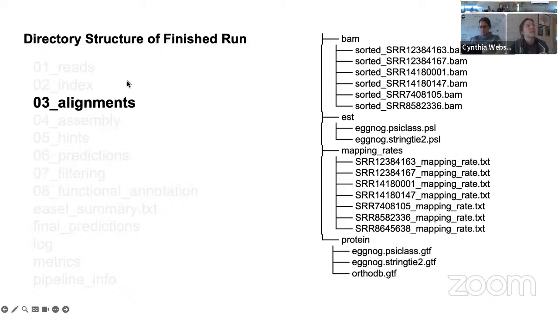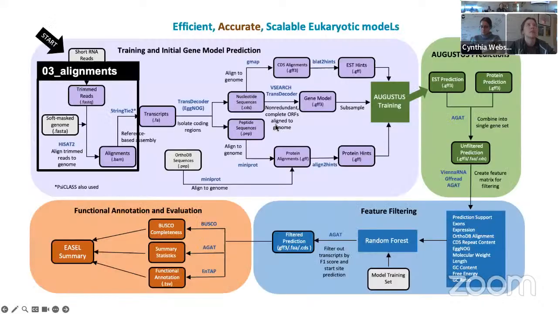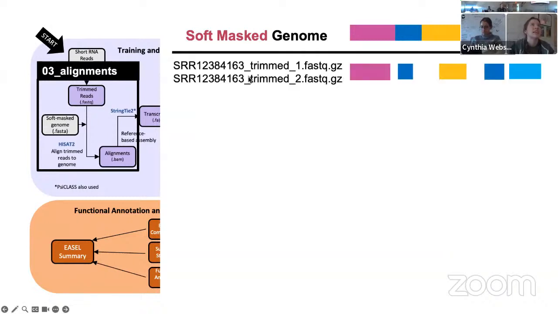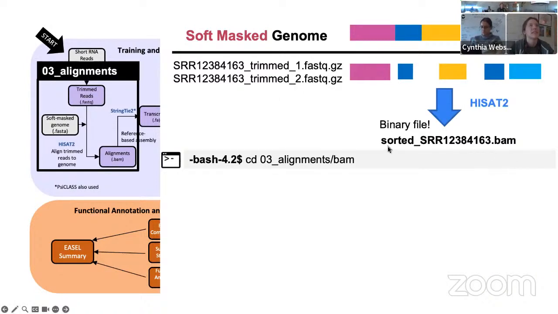Okay, so we've covered RNA-seq and genome, but what about this alignments directory combining both together? So this is a tree for our alignments directory, but we're gonna focus in on BAM and mapping rates. This is this part of the section of our little figure there. So when I talk about alignments, all it requires is a SoftMesh genome and your trimmed RNA-seq data. HISAT2 is the tool, and then you're left with a binary SAM file, which is called a BAM file. And so this is where all of your RNA-seq genome alignment data is stored.